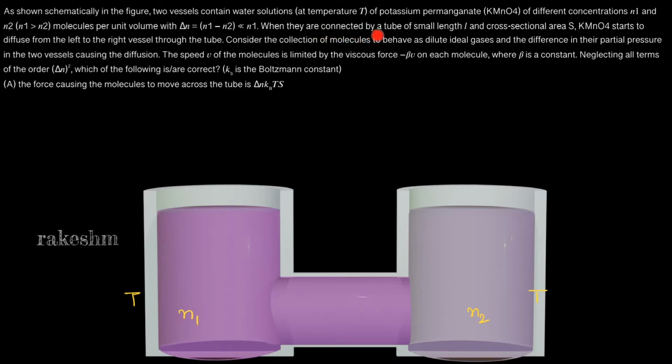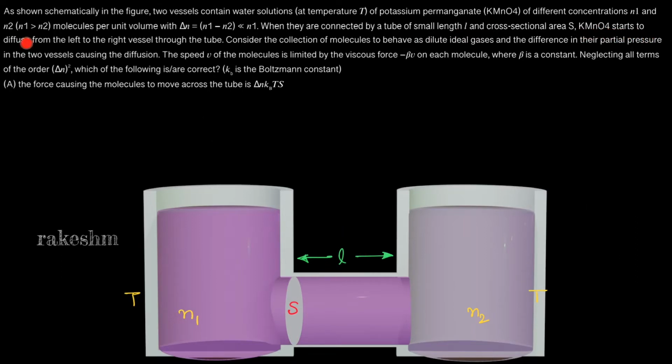They are connected by a tube of small length L and cross-sectional area S. So we can see that these two vessels here are connected by a tube of length L and cross-sectional area S. I have drawn a bigger tube here so that the visualization is much easier, but he has mentioned that it is a tube of small length. Okay, so this L is very small.